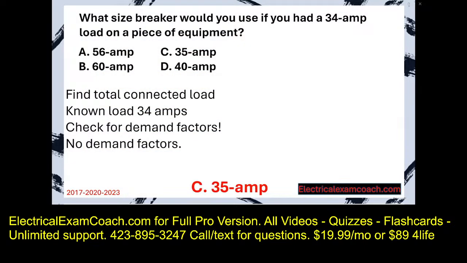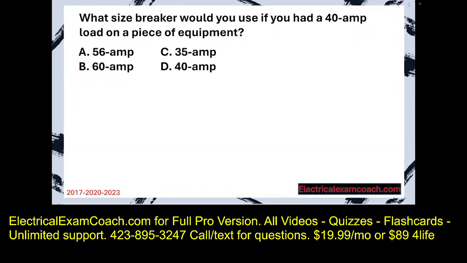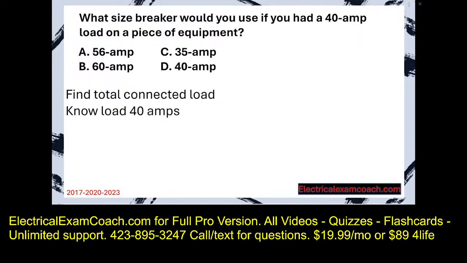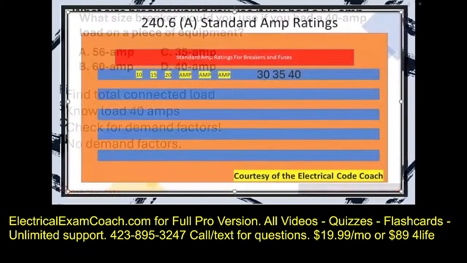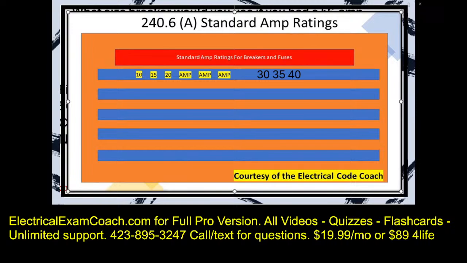Let's get to it. What size breaker would you use if you had a 40 amp load on a piece of equipment? Step 1, find the total connected load. The known load right now is 40 amps, but we check for demand factors. And in this case, there are no continuous loads or specific piece of equipment. Therefore, there are no demand factors. We're going to head to table 240.6(A). Even though we feel confident that it's a 40, I want you to always be in the practice of flipping to the table and verifying that you have the correct size breaker. And in this case, we land right on a standard size, so we're going to select 40.